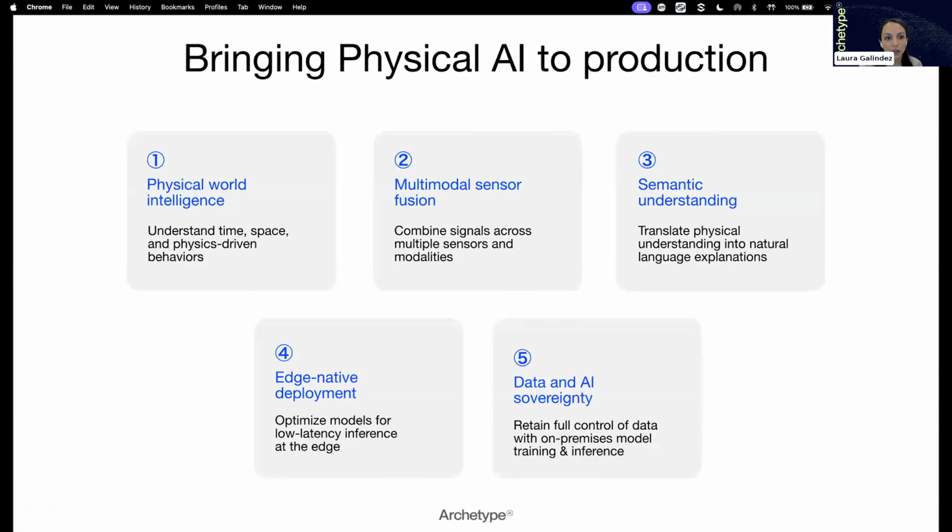And so overall, we have defined 5 different pillars on how we think we can bring physical AI to production. The first three on the top, namely physical world intelligence, multimodal sensor fusion, and semantic understanding, are properties that we solve throughout the Newton model itself, as we have seen throughout this talk. The model, as we saw, understands time, space, and physics-driven behavior across different sensors and modalities. And critically, it doesn't just detect and predict, it actually explains.